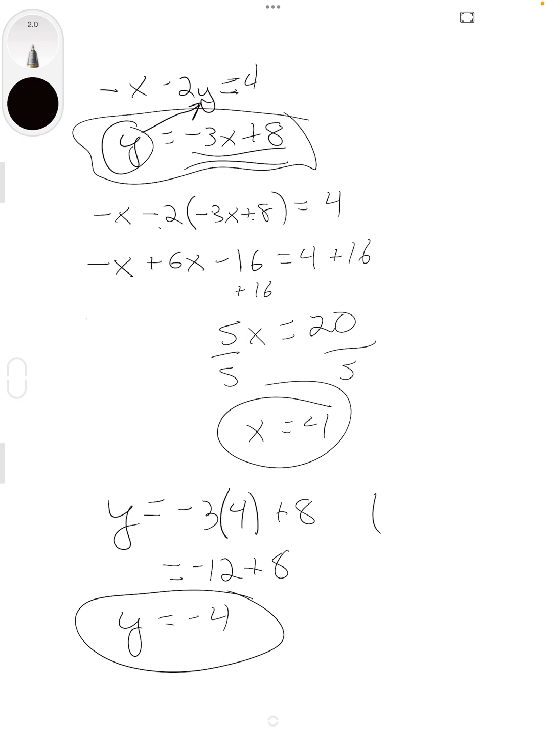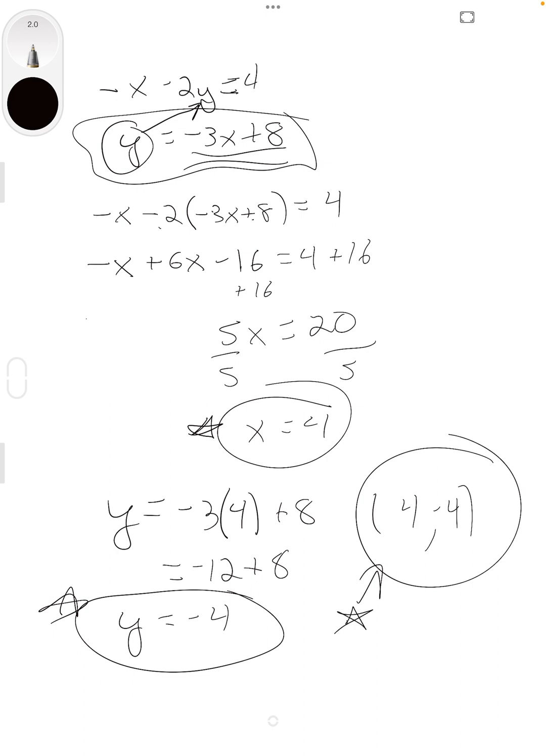You could leave the answer like that, or you could show the answer as (4, negative 4). Either this one plus this one, or just that one. Both of those are going to be reasonable ways to show what the answer is. That's lesson number 54. Let's go on to lesson 55 and see what's going on there.